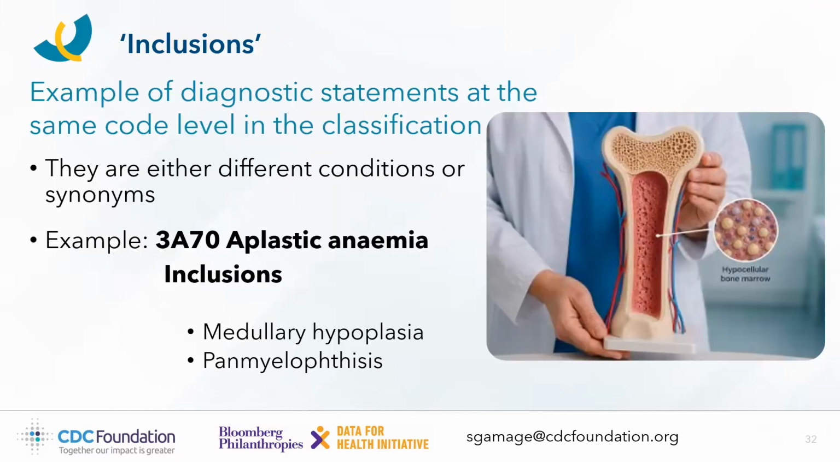Moving to the next convention, inclusions. Examples of diagnostic statements at the same code level in the classification. They are either different conditions or synonyms. Example, 3A70, aplastic anemia, inclusions: medullary hypoplasia and panmyelophthisis. Both these conditions are inclusions within the code 3A70.